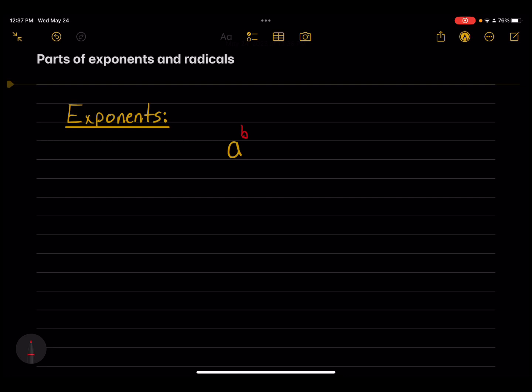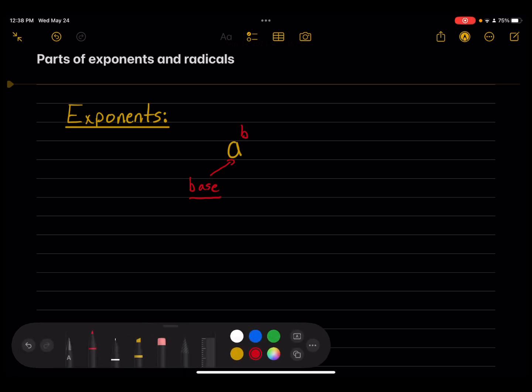So probably some of the most interchangeable functions are the exponent and radical functions. And if you understand the key components of each, it should be relatively easy to translate one into the other. So if I start off with an exponential function here, this a value represents, sometimes people call it a base. And in other texts, you'll see it called a power. For this course, we're going to refer to it as a base.